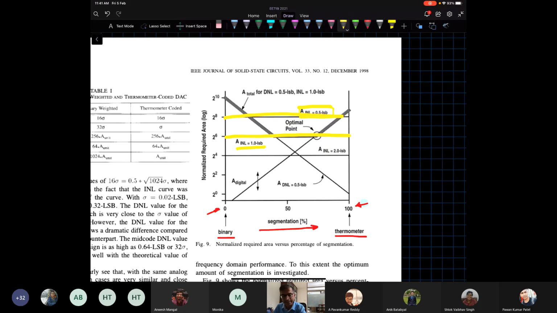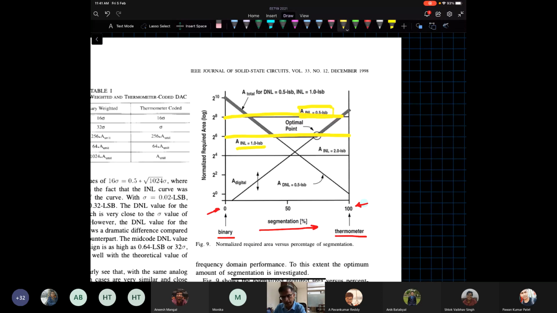That is based on that 16 sigma that we saw earlier, right? So that's our minimum size of the DAC. No matter if you are on binary or thermometer, because you have to meet INL spec and you have to meet DNL spec. So INL will decide the minimum size of the DAC.